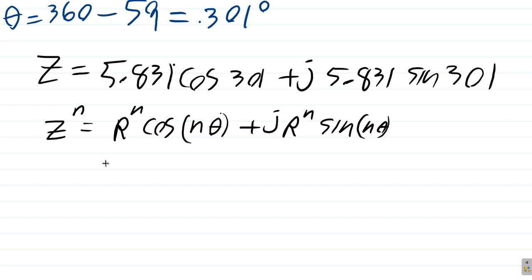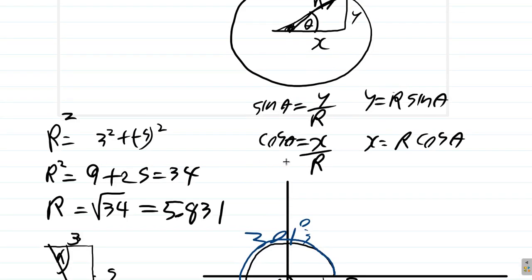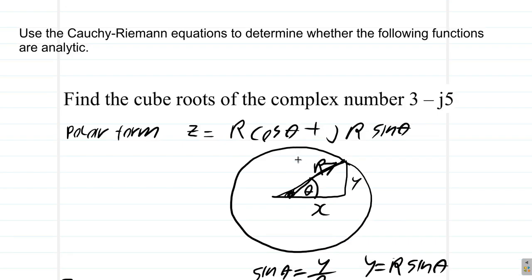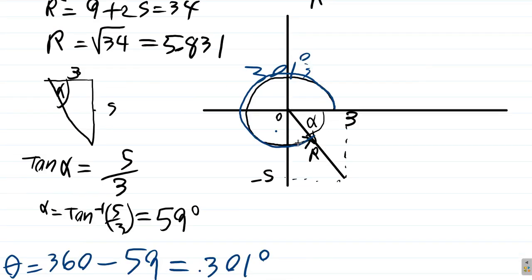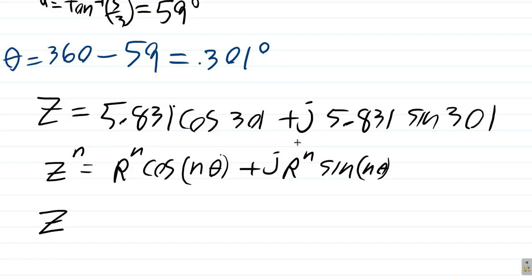R to the n. So z to the, well, finding, it's said to find the cube root. The cube root is like when you raise a number to the 1/3. So let's rewrite it. The cube root of z is equal to z to the 1/3, right?